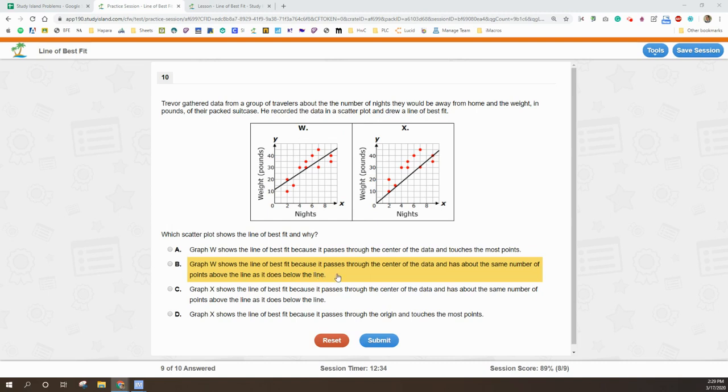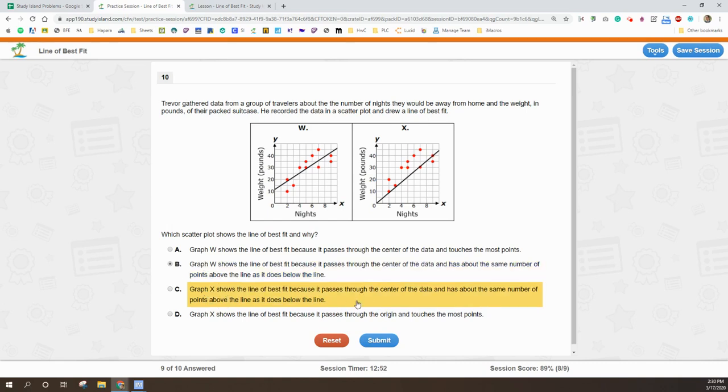B, graph W shows the line of best fit because it passes through the center of the data and has about the same number of points above the line as it does below the line. That is a good explanation for why this is the line of best fit. Let's see if C and D make any sense at all. We hope that they're wrong because we like the answer B.